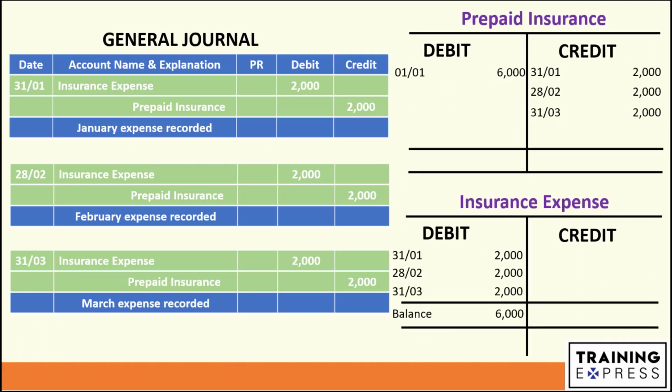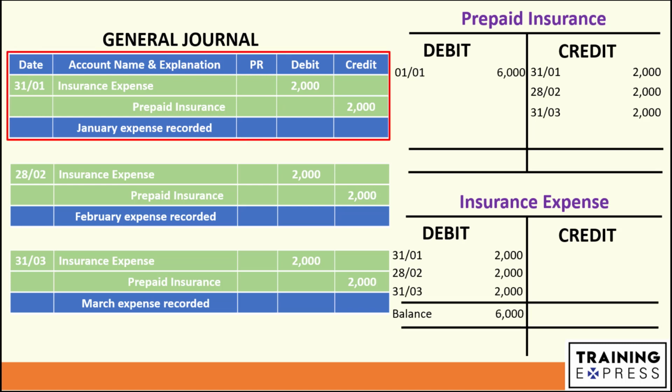Now let's see how we will record the adjusting entries for this prepaid insurance. As we have assumed that we will be enjoying the insurance benefit every month over a period of 3 months, it means that we will be enjoying $2,000 of benefit every month. So every month, we will increase our expense and we will decrease our prepaid asset.